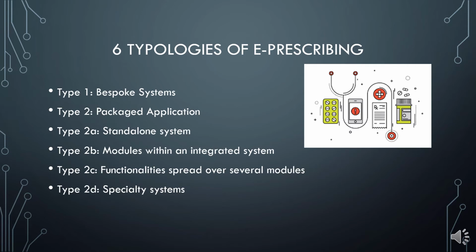Type 2C is functionality spread over several modules. It's like 2B, but this type of system also integrates into a larger health information system. Type 2D is specialty systems, which are designed to meet the needs of a specialty in healthcare. So you can see there are all different typologies of e-prescribing. There's not just one for one single use.